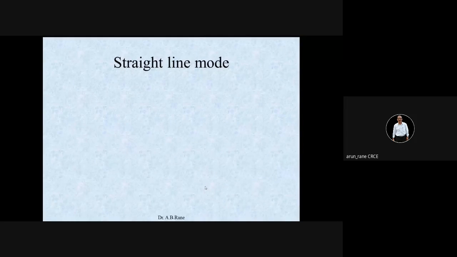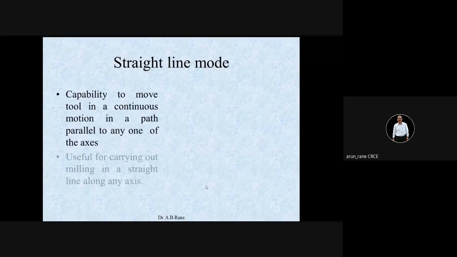Then the second is straight line mode. Here the path is important. So we call it path dependent, like your thermodynamic system. And earlier, point to point was path independent.